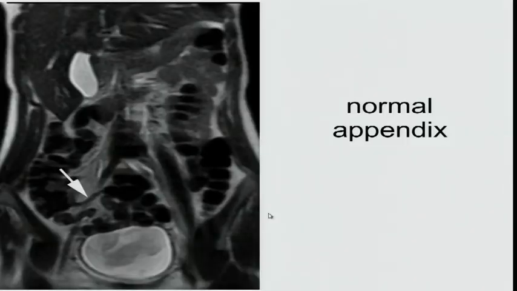Okay, so here's a normal appendix. It's coming off the medial base of the cecum. Here's terminal ileum. Here's base of the cecum. And here's this blind ending vermiform worm-like structure.